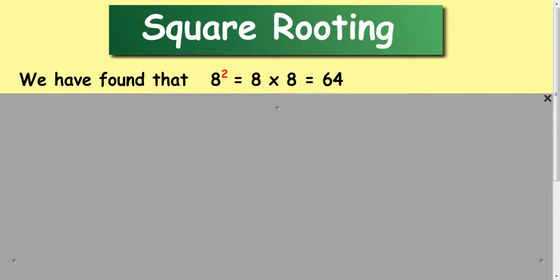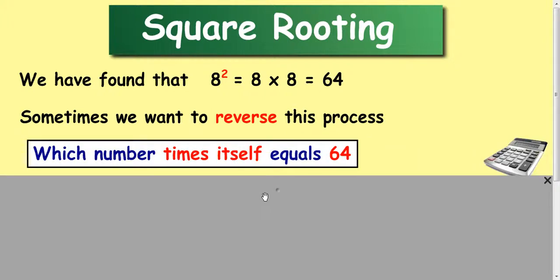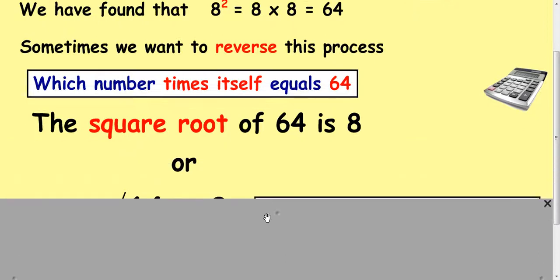Now, square rooting is the undoing function, or the inverse function of this. So if you're saying that 8 squared is 64, then the reverse process is what number times itself equals 64. So the square root of 64 is 8. The square root of 100 is 10, because 10 times 10 makes 100. The square root of 16 is 4, because 4 times 4 makes 16.